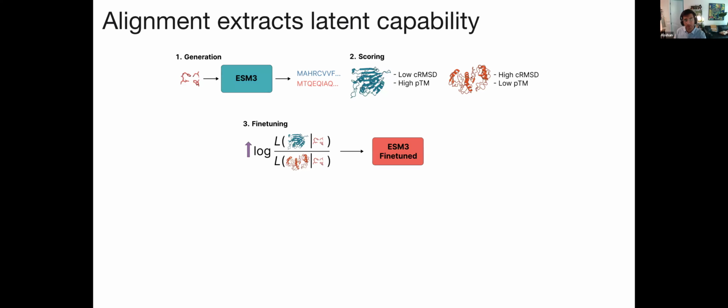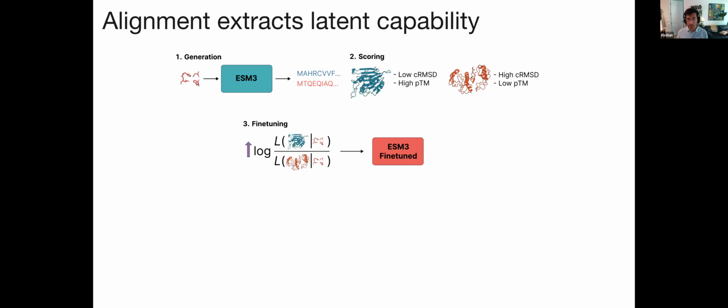So what is the idea behind alignment? Well, the idea behind alignment is that language models are very powerful and they have a latent representation of the space that is really strong, but they're trained to fill in the blank essentially. And so they're trained to reproduce their natural distribution of proteins, and that may not really be what you want.